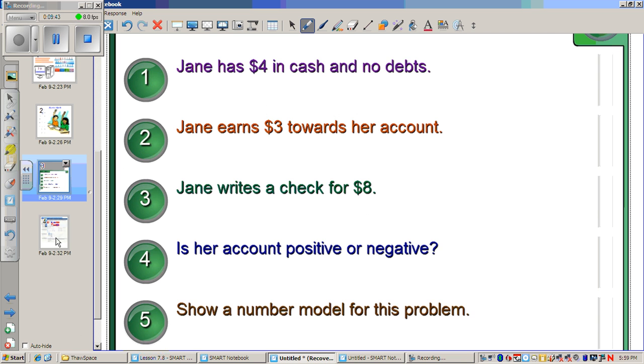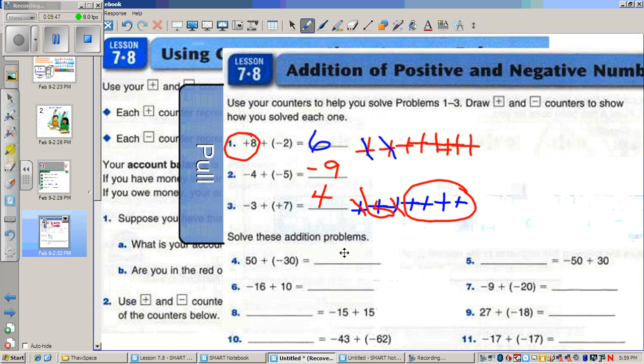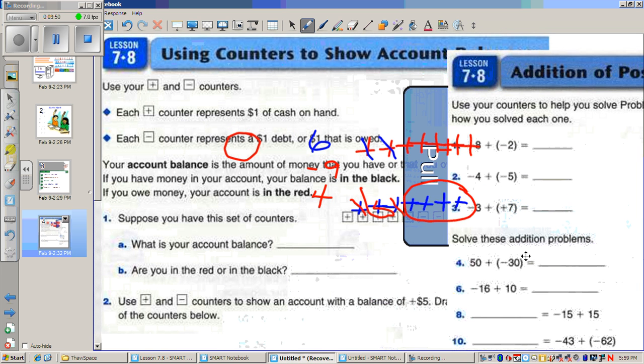All right. And then finally, on the last page, you did some problems. Okay. So let me move this a little bit for you. Whoops. You might want to erase that so you guys can actually see it here.